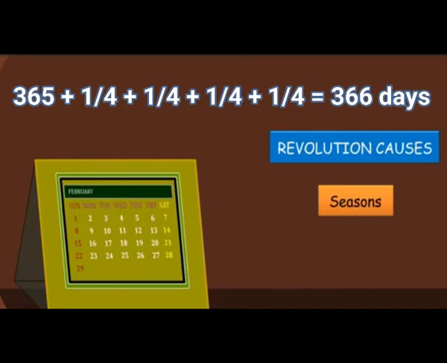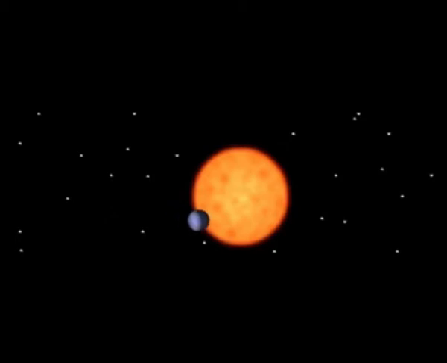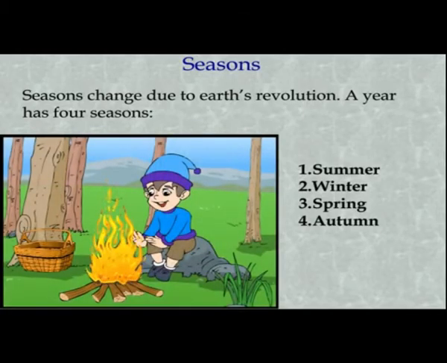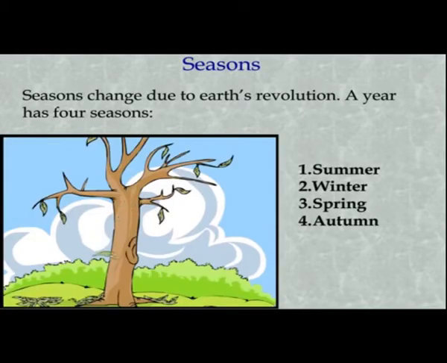Children, find out the answer. Now let us move on to the next topic, that is effects of revolution. Due to revolution of the earth causes seasons. In general, there are 4 seasons: spring, summer, autumn and winter.